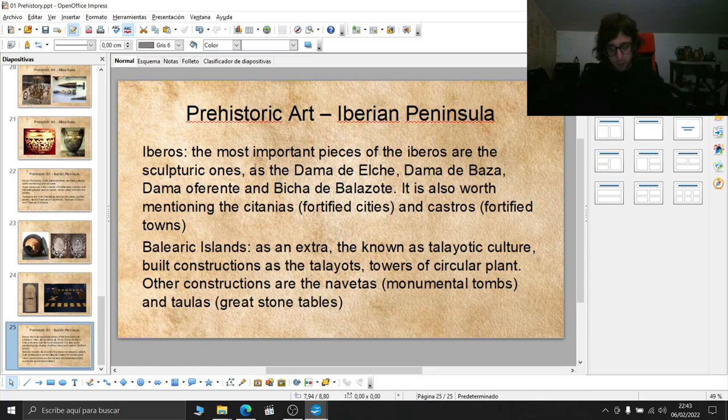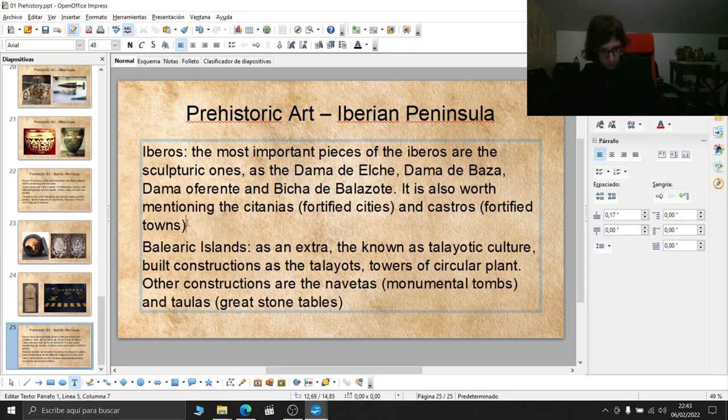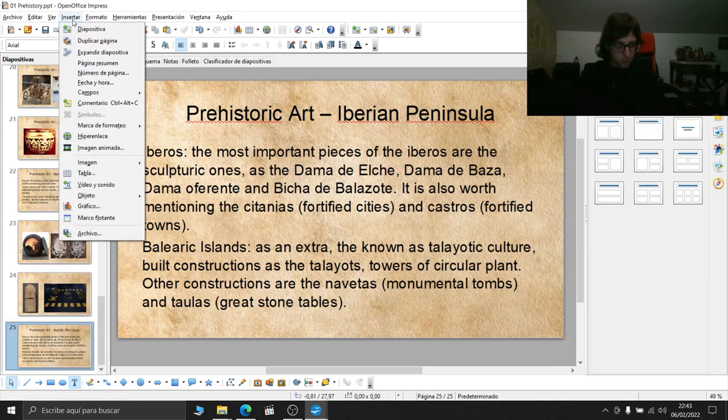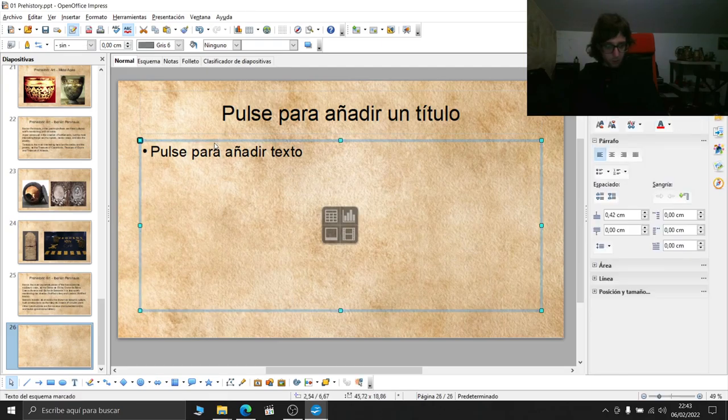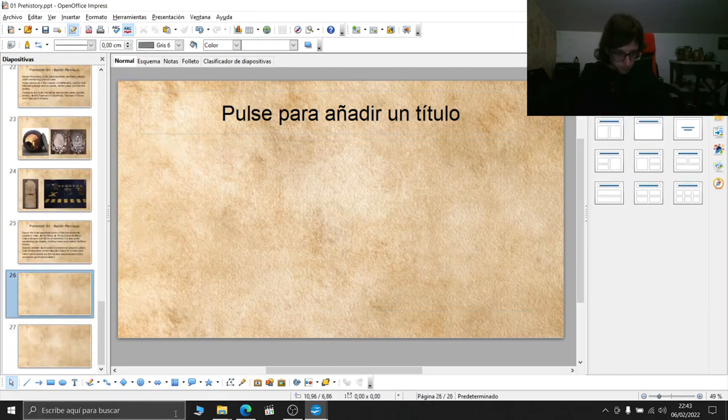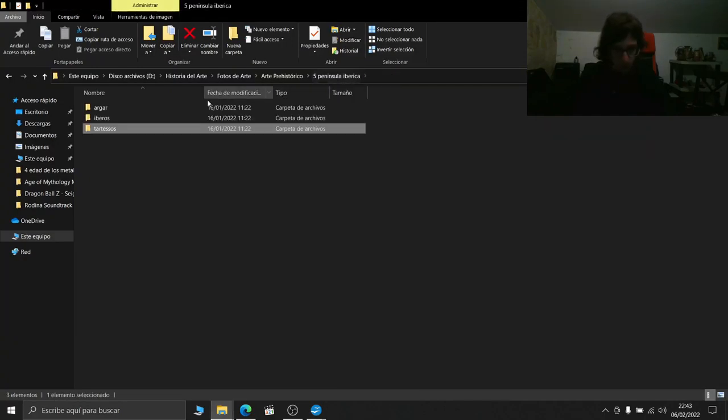The most important pieces of the Iberos are the sculptural ones, such as the Dama de Elche, Dama de Baza, Dama of Guardamar, and Bicha de Balazote. It is also worth mentioning the Citanias, fortified cities, and Castros, fortified towns. Balearic Islands. As an extra, they're known as talayotic culture. Built constructions are the talayots, towers of circular plan. Other constructions are the navetas, monumental tombs, and taulas, great stone tables. So, just the same. One for the Iberos, one for the Balearic. For the Iberos, probably I'll put three pictures.